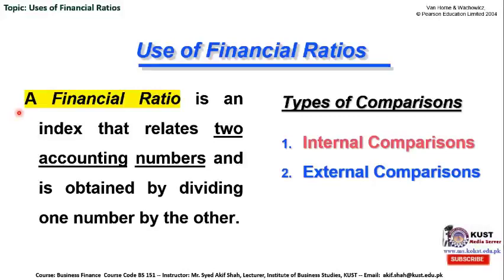Let us define a financial ratio. A financial ratio is an index that relates two accounting numbers and is obtained by dividing one number by the other. This certain percentage is a really productive outcome which enables us to compare the financial health of the company inside the organization as well as with other organizations of the same industry.